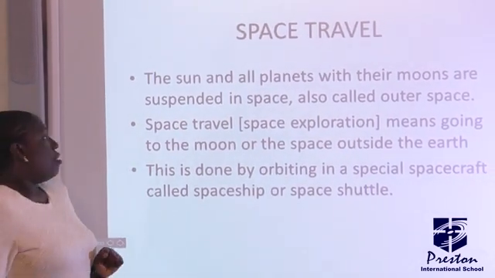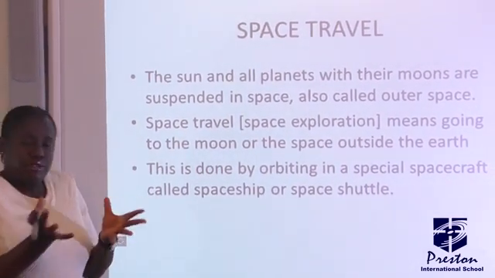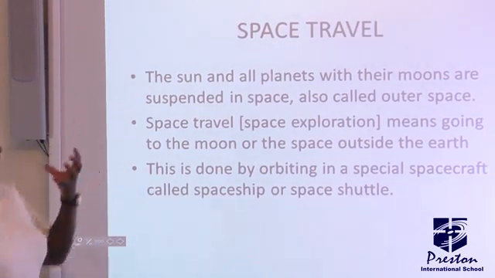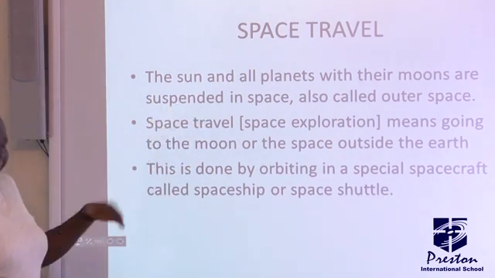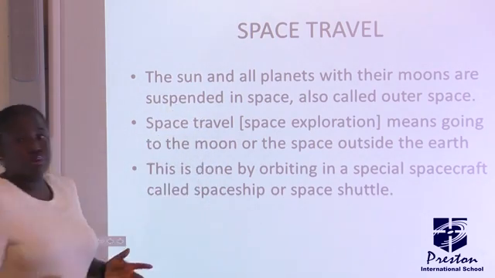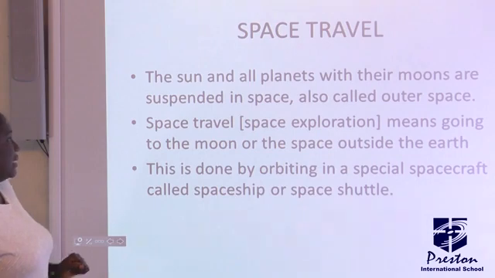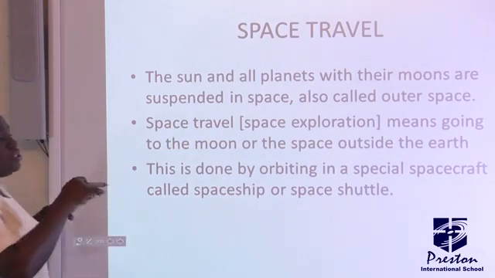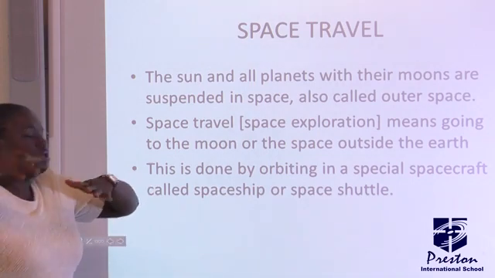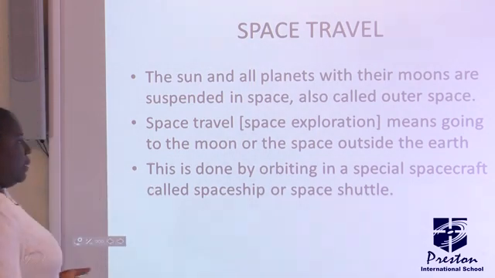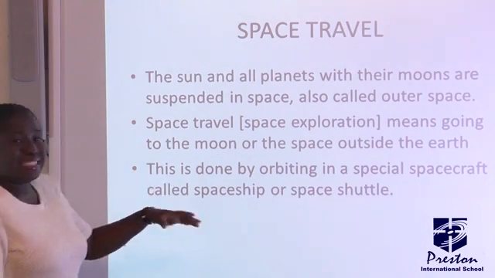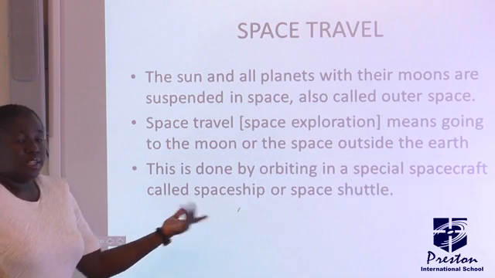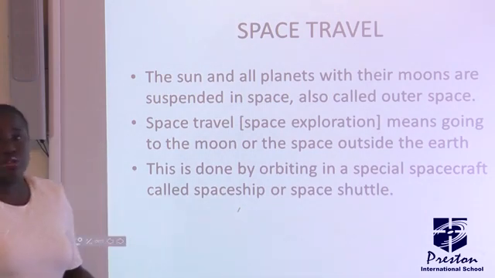Space travel. Now, all this solar system, the sun, the planets, they are all suspended in the space. That space at times is also referred to as the outer space. Now, space travel or space exploration just means going to the moon or going to spaces outside the planets. And that is done by orbiting a special spacecraft referred to as spaceship, space shuttle, and of course, we make use of rockets.